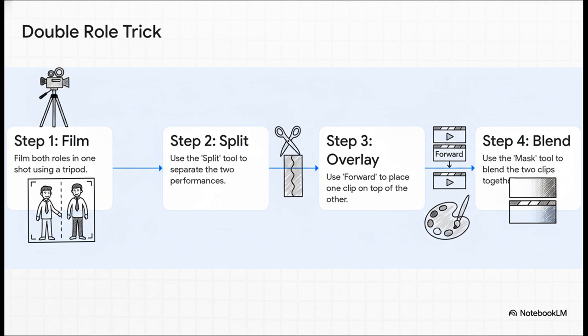Then, you use a cool tool called Forward to pop one of the clips onto an overlay track right on top of the other one. The final magic touch is using a linear mask to blend the 2 clips together so you can't see the seam. It's an awesome trick.